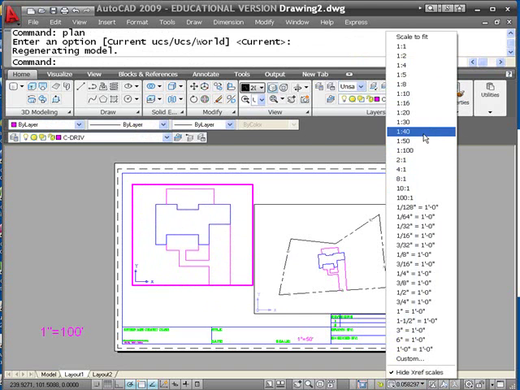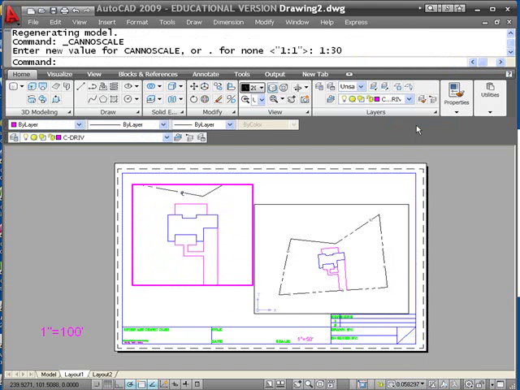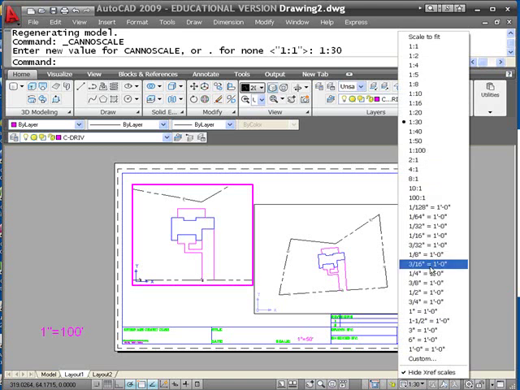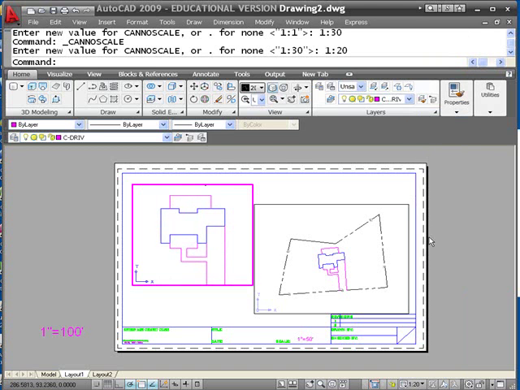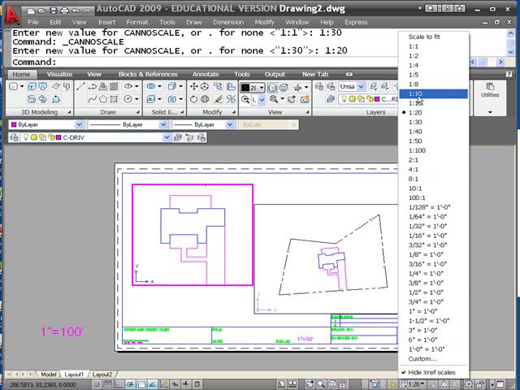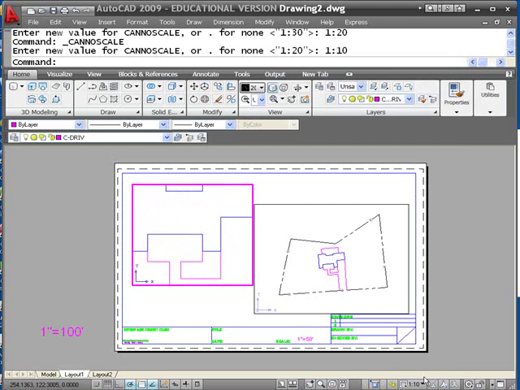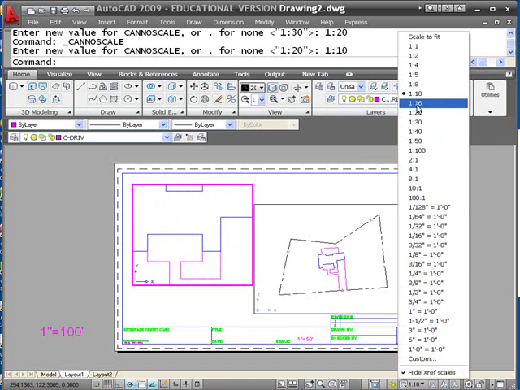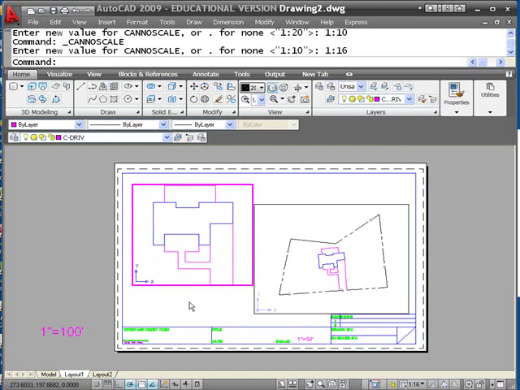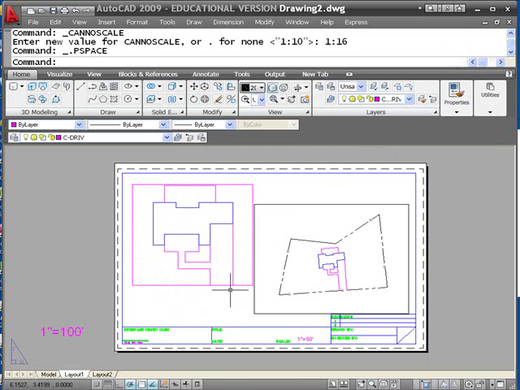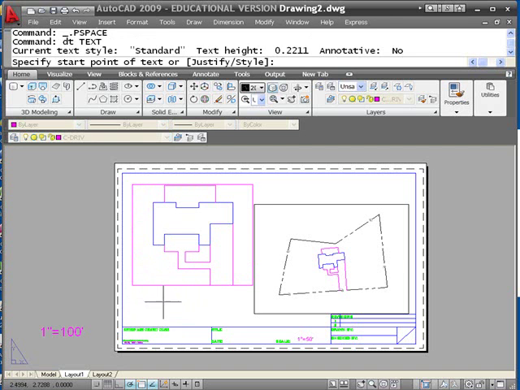Then I'm going to go over and fiddle around with some scales. I'll try 1 to 30. 1 to 30 doesn't look that good. 1 to 20 doesn't look too bad. What about 1 to 10? Yeah, it's not going to work. 1 to 16, which would be a little bit of an unusual scale in civil, but I'll try 1 to 16 anyway. Now 1 to 16 as a viewport scale means 1 paper space unit equals 16 model space units.